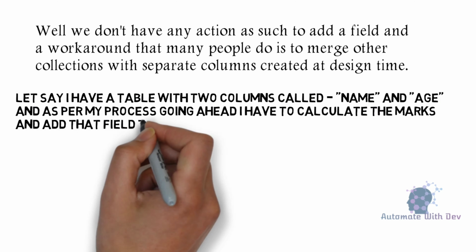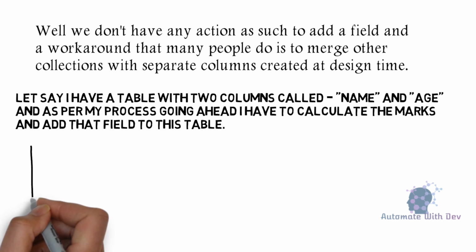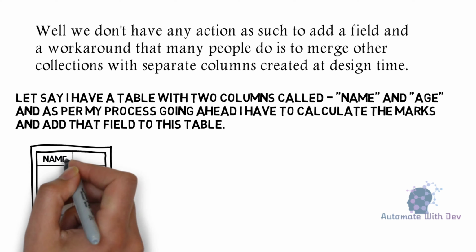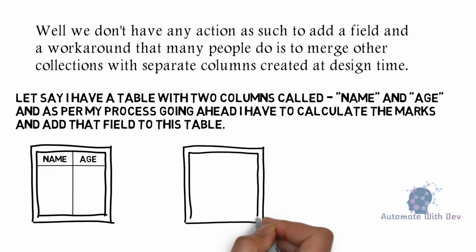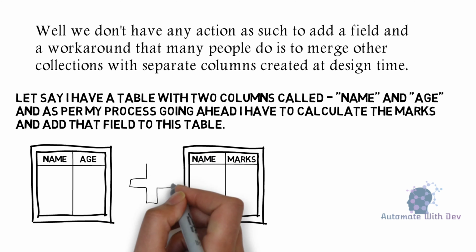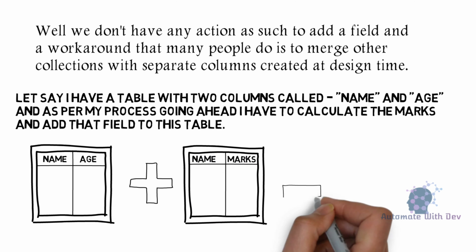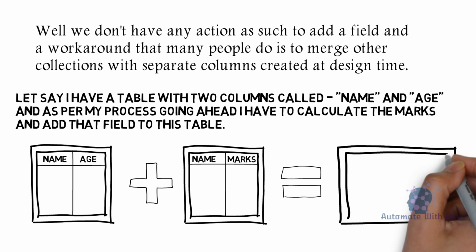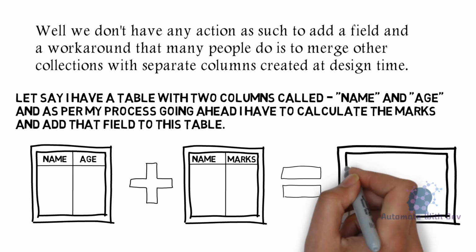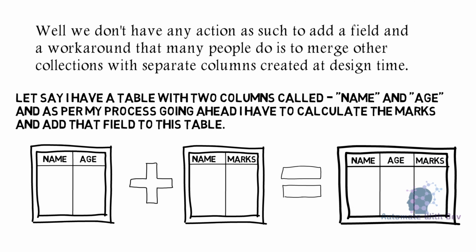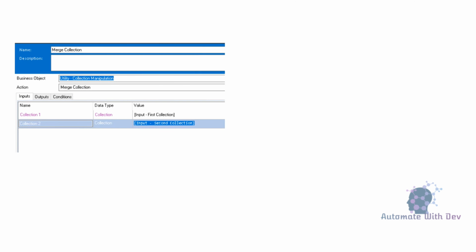Let's say we have a table with two columns called name and age. As per our process going ahead, let's say we have to calculate the marks and add that field to this table. So there are two tables, name and age, and then one more table called name plus marks. The names corresponding in both tables will have the age and marks joined. It is similar to a table join that you do. Name here will be the common column based on which we will be merging or joining these two tables.